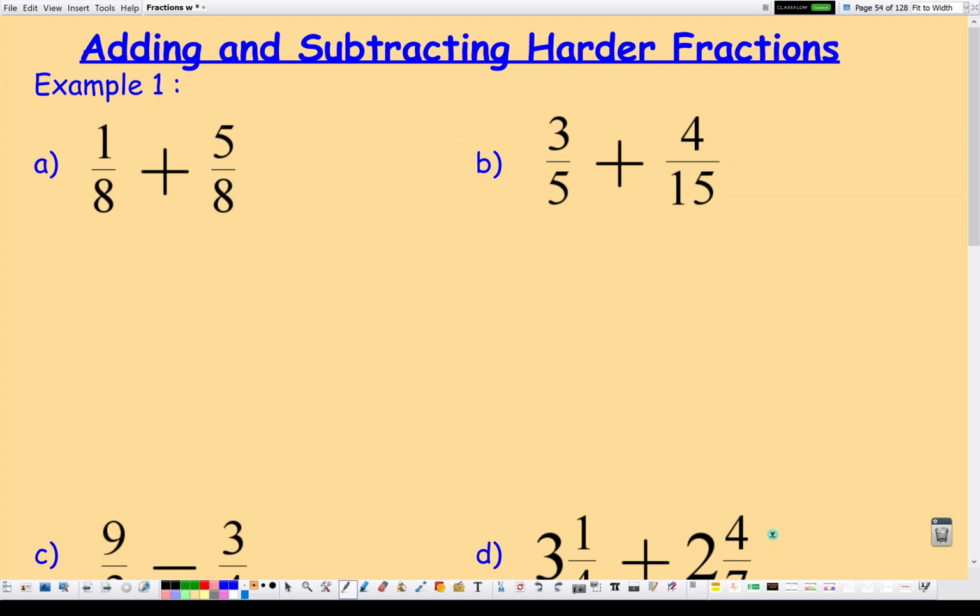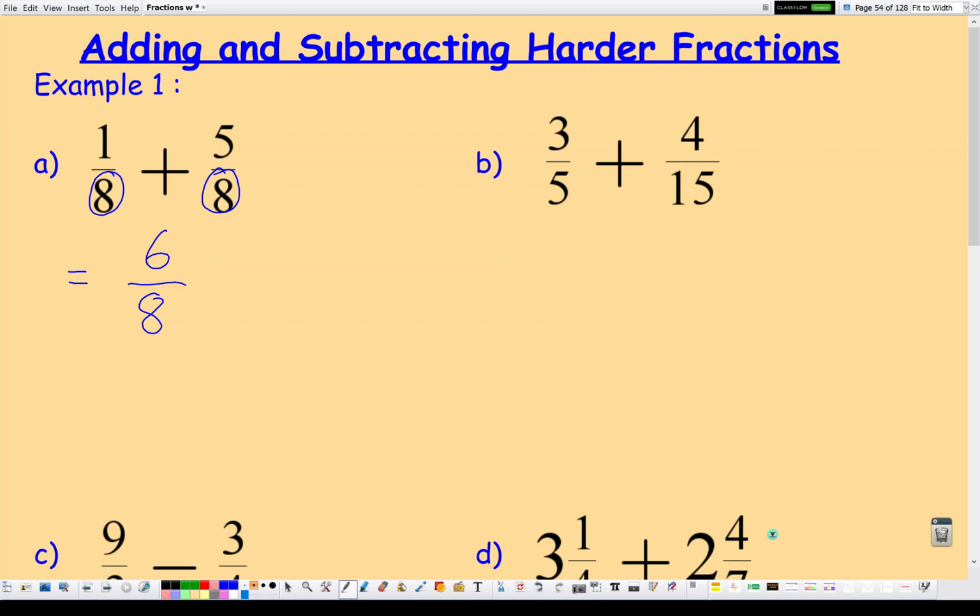Now, the first thing we look at when we have two fractions that we're adding or subtracting is the denominators. Are these denominators the same number? If they are, then we don't need to change any fractions. We just combine them into one fraction. So we can combine both of these into something over 8. So it's just 1/8 plus 5/8. How many eighths do I have in total? Well, that is 6/8.